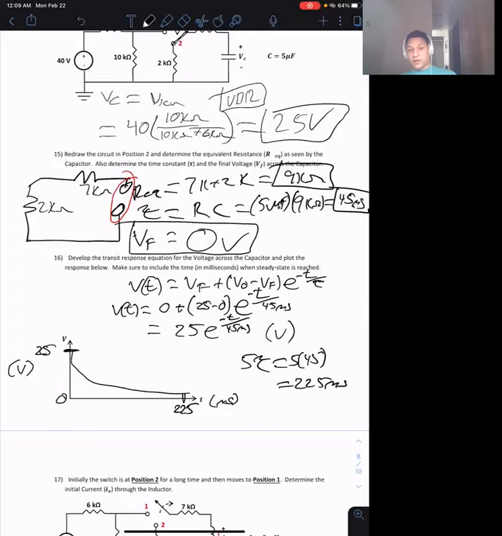Just make sure it's not linear. Your teacher probably would only mark you off if it was linear or some other crazy shape. If it even kind of looks like this, you're probably going to get full credit. And that's problem 14, 15, 16.